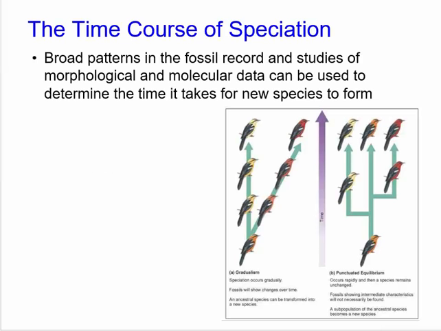All right, so let's look at now the time course of speciation. We can look at the fossil record for evidence of speciation and try to estimate how long speciation might occur. We can use a molecular clock to estimate when species might have diverged. We talked about that in a previous chapter.